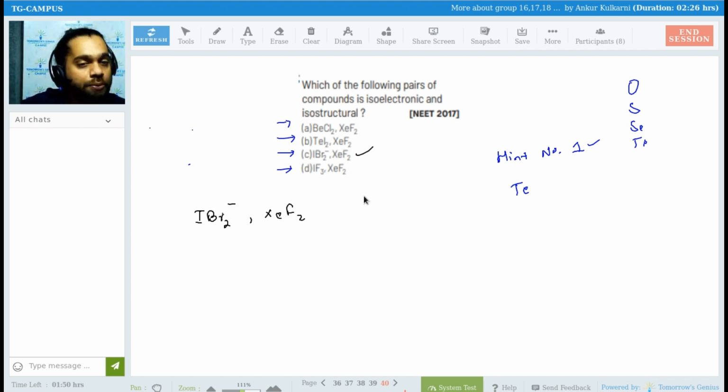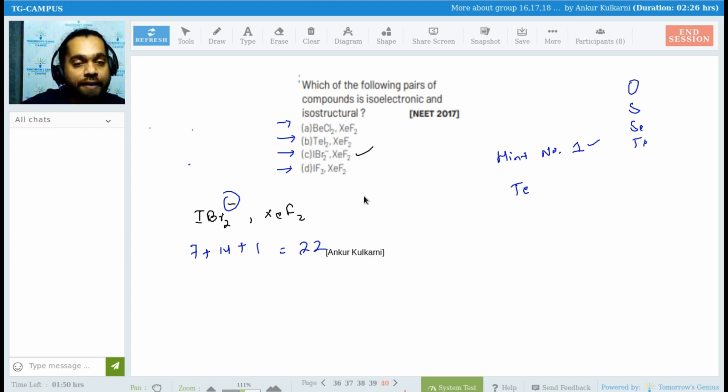In bromine, how many do we have? Bromine is also 7. But how many bromines do we have? We have 2 bromines, so 7 plus 14, plus you have one extra electron over here. So 14 plus 6, 20, 21, 22.